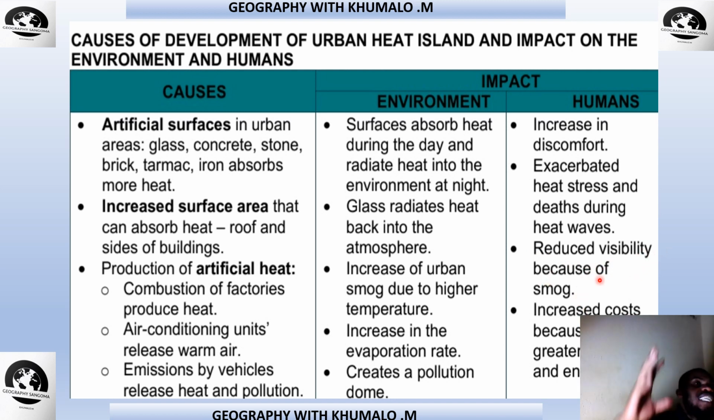Now, while there is reduced visibility, grade 12, due to smog, that simply tells us that the cars will not move as they are supposed to move on the road. There will be traffic congestion. Remember, in geography we don't call it traffic jam, we call it traffic congestion. And then the increased cost because of greater water and energy use. So there is an increased cost to humans.